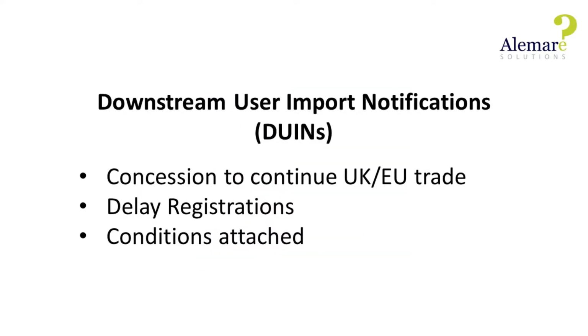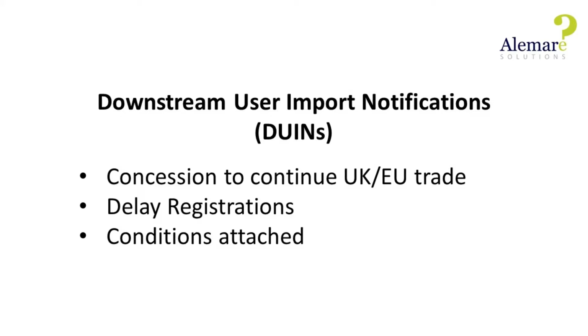It's clearly impossible for all the new importers to register immediately, so the UK has introduced a concession so that companies can continue to trade and delay their registrations, and this is the Downstream User Import Notification System. It's a concession to continue UK and EU trade. It delays registrations, but it does have conditions attached.